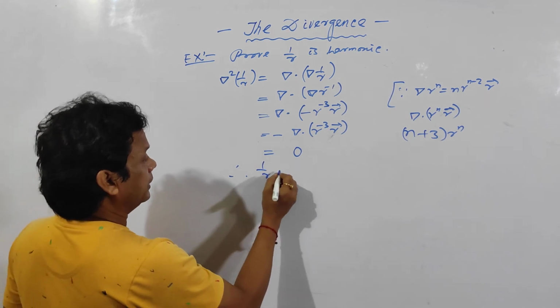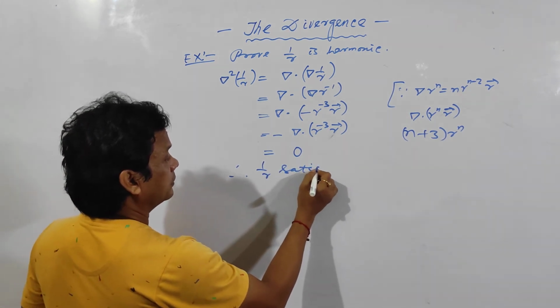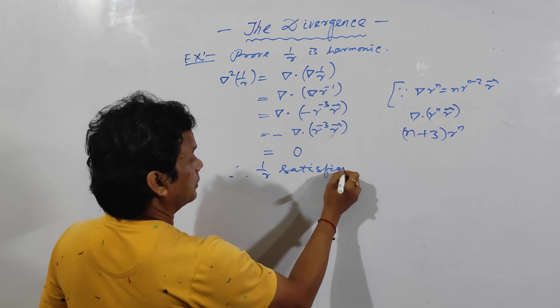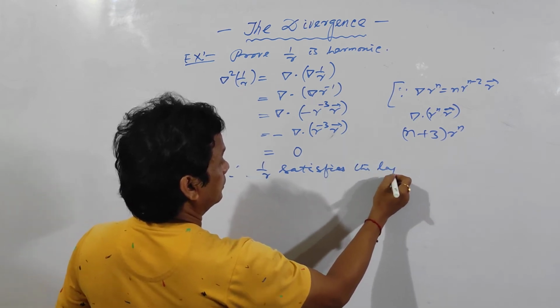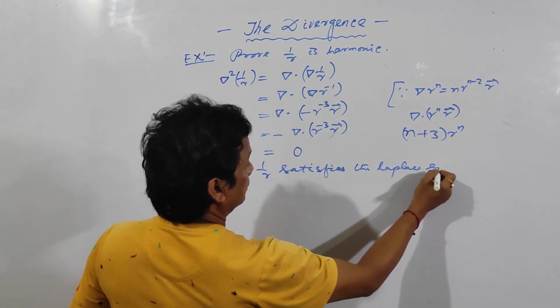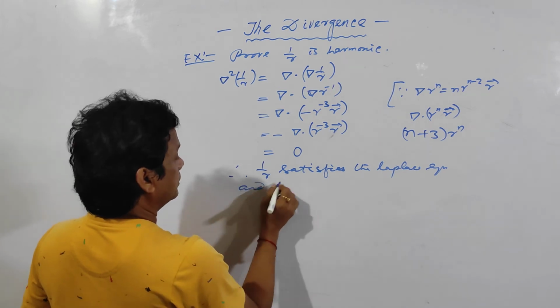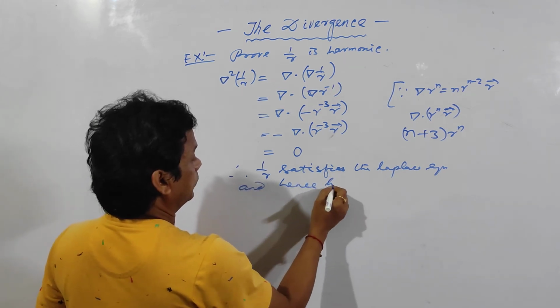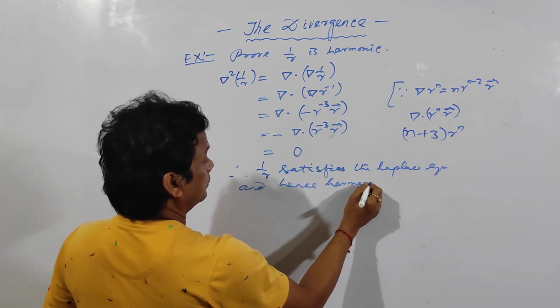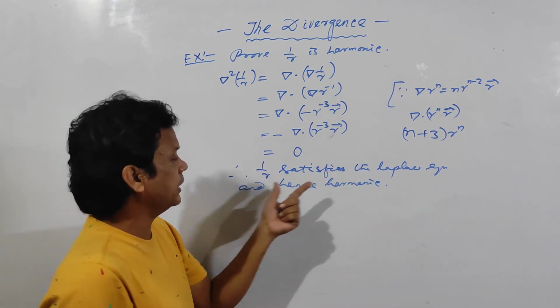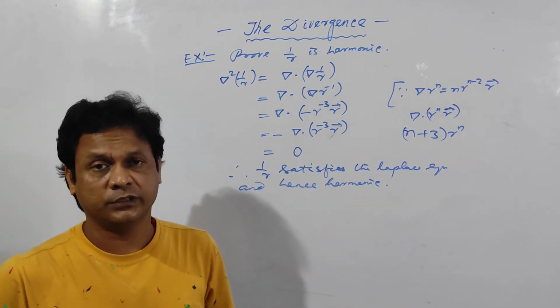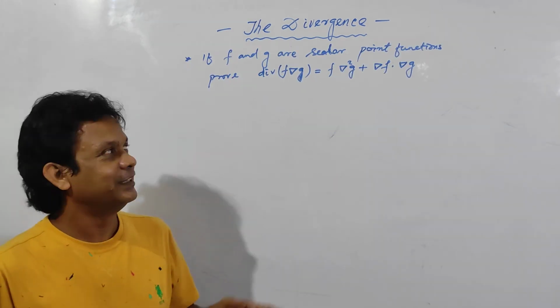So 1 by r satisfies the Laplace equation, and hence harmonic. Clear? Since it satisfies the Laplace equation, it is harmonic. Clear?